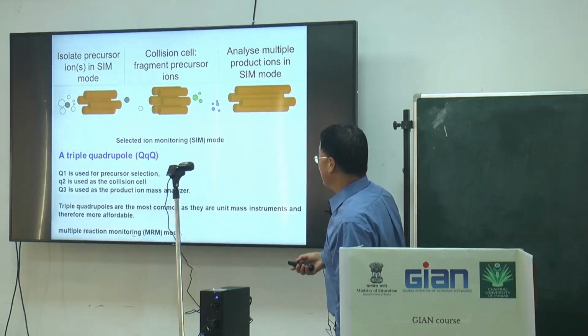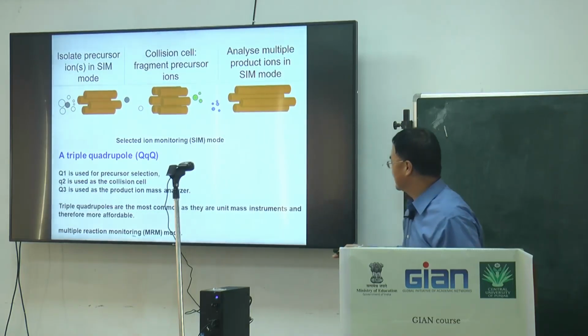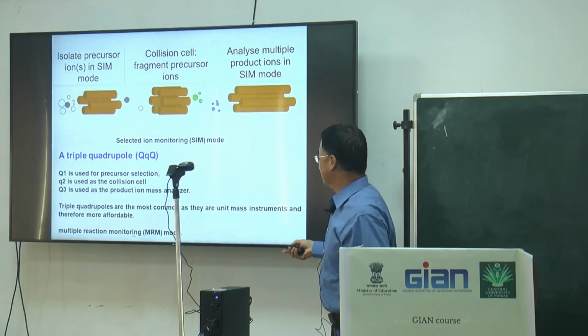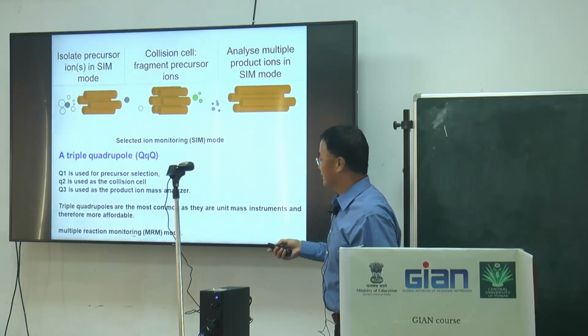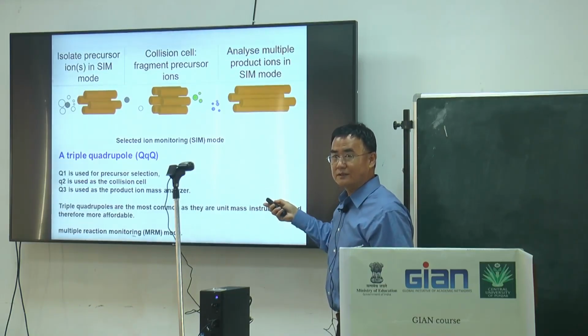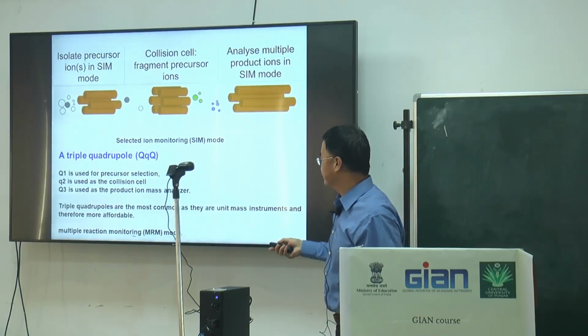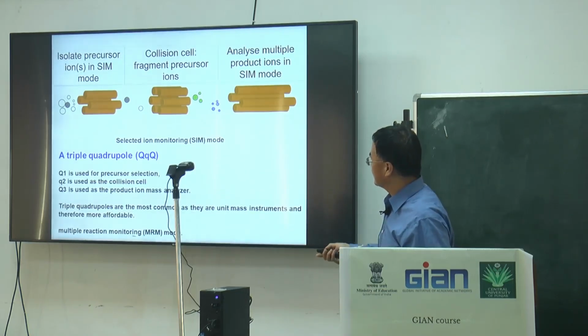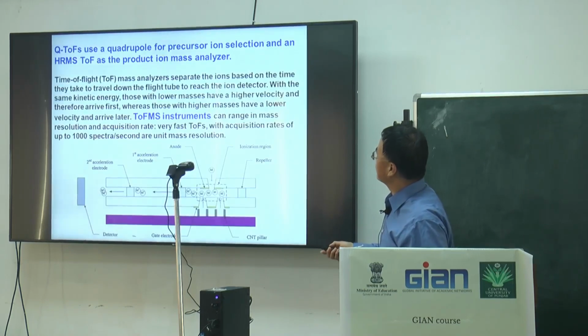The triple quad is the most common unit mass instrument and therefore more affordable. The quadrupole is used also because of the affordability. There are also other multiple reaction monitoring modes that can be used.